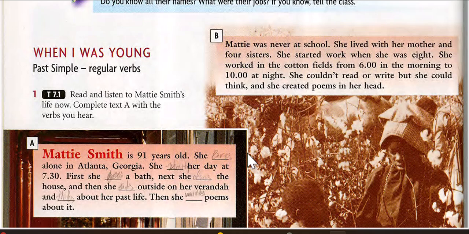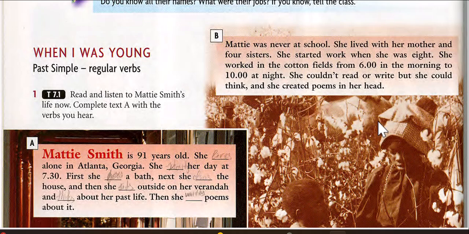You can listen to that and fill in passage A, because passage A talks about Matty's life now, that is present. We have seen present in the previous units. So I just move on to part B. Passage B talks about past tense. Passage A talks about Matty Smith's life now. Matty Smith's age is 91 years. Passage B talks about her past, her childhood, right?